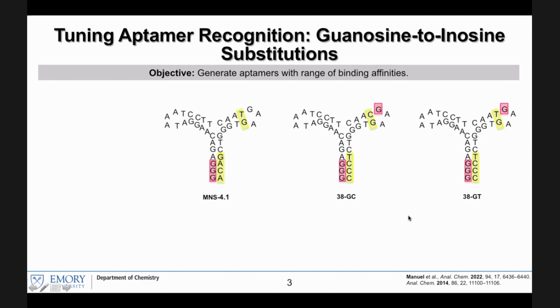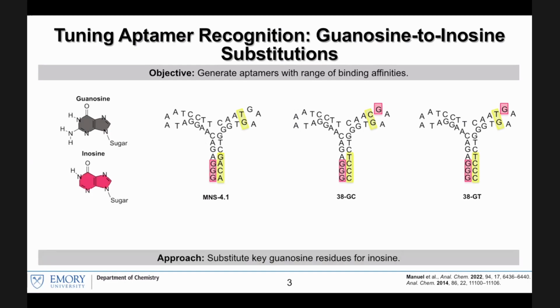The issue that we ran into here is that the difference in KD, or binding affinity, was only about 2 or 3 fold different in KD. And so we were looking for a wider range. We thought, how can we do this without, again, severely perturbing that binding? And of course, as you guys know, we substituted key guanosine residues for inosine, because inosine simply has one less amine than guanosine. And we just didn't think that this would severely perturb that secondary structure.